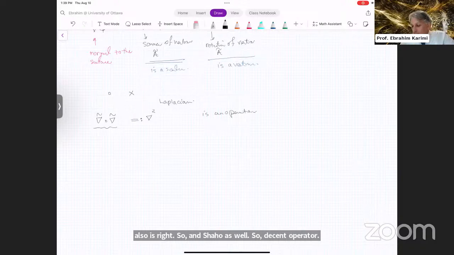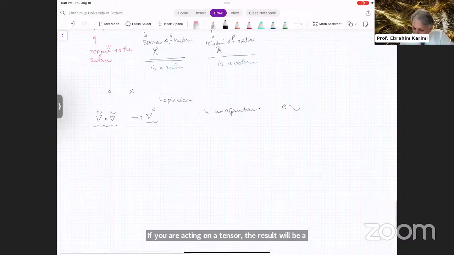And remember, an operator depends on what it's acting on, exactly like Amir Hossein mentioned. So the result depends on what you are going to act on. If you are acting on a scalar, of course, the result will be a scalar. If you are acting on a vector, the result will be a vector. If you are acting on a tensor, the result will be a tensor. But what is the value of this?